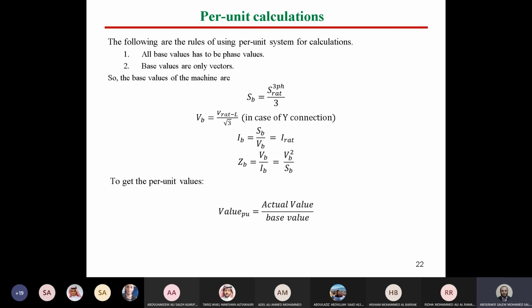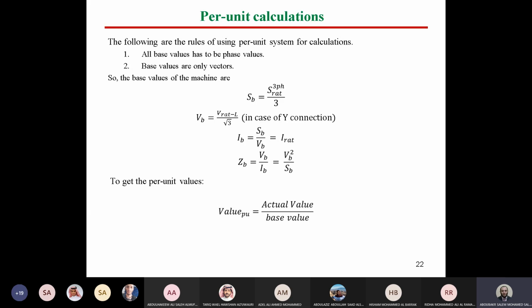One of the important things we will need in our problems is the per unit calculations. Do you know the meaning of per unit calculations? Yes, we use it most of the time. Good. Fine. I will just give small hints about per unit calculations.